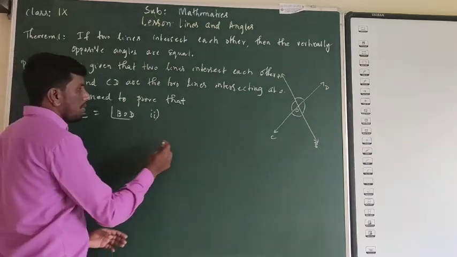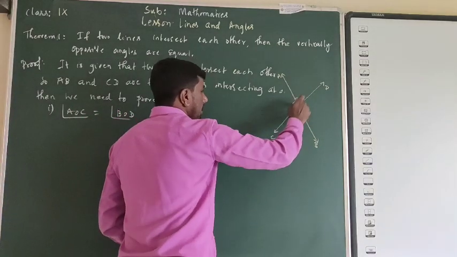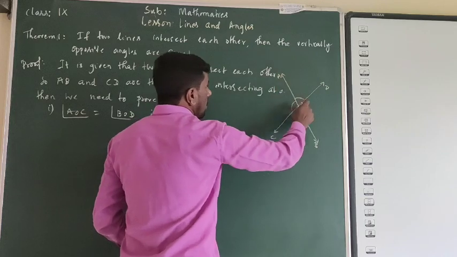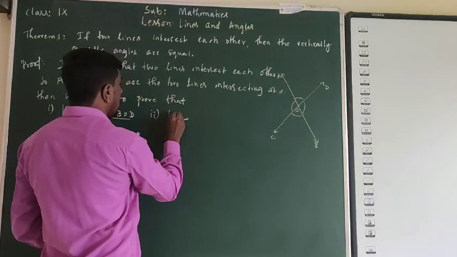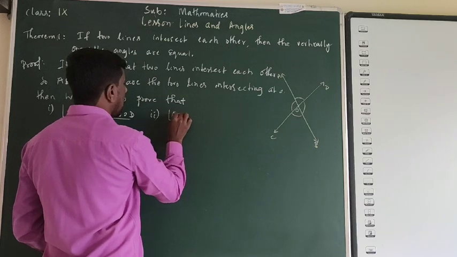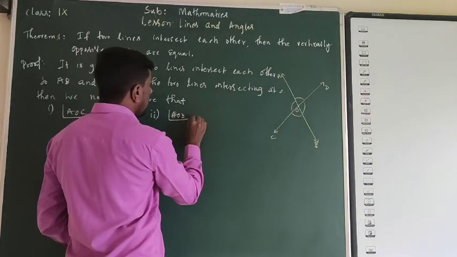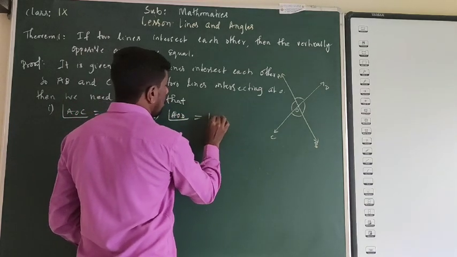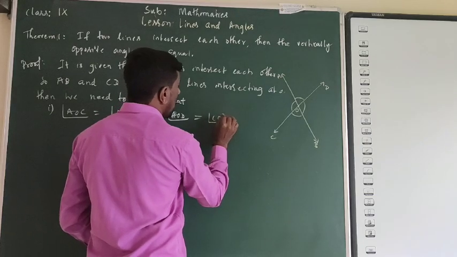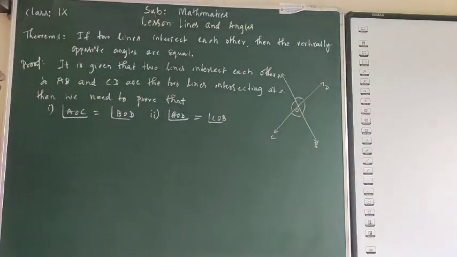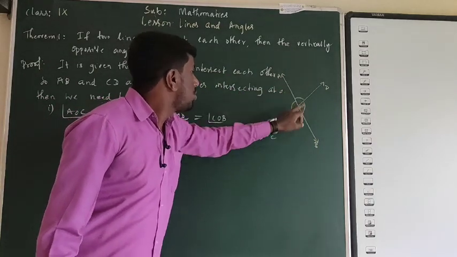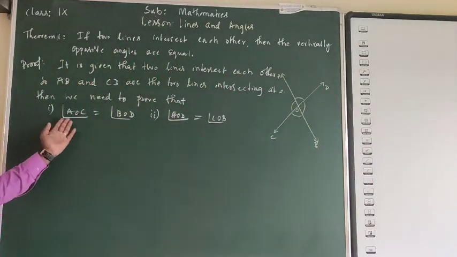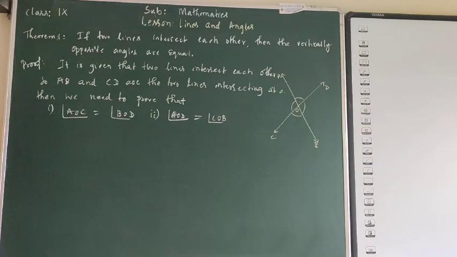this is the first pair of opposite angles. The second pair of opposite angles are AOD and COB. AOD is equal to COB or BOC. So AOD is equal to COB. These two pairs, these two are equal. We need to prove this.